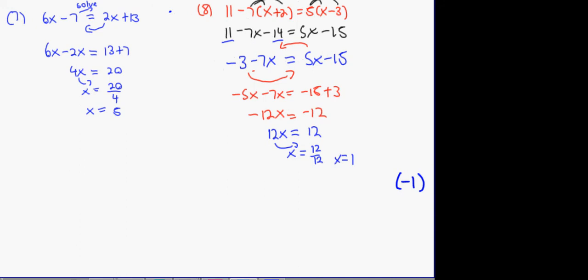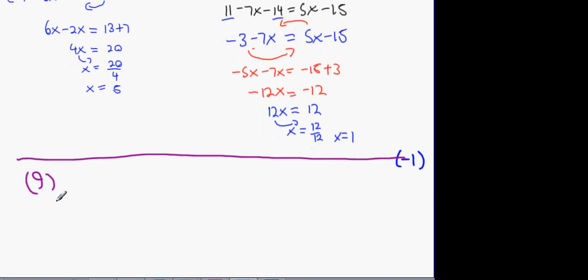2x over 3. Okay, it's a fraction, right? So number 9 is going to be 2x over 3 plus x over 4 equals 11 over 6. How did you do this question, Garrett? You have to find the lowest common denominator. Okay, Luca, what is the lowest common denominator? 12.